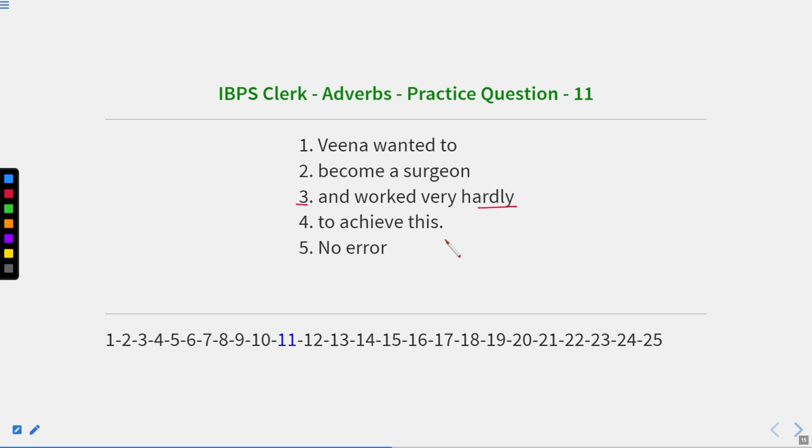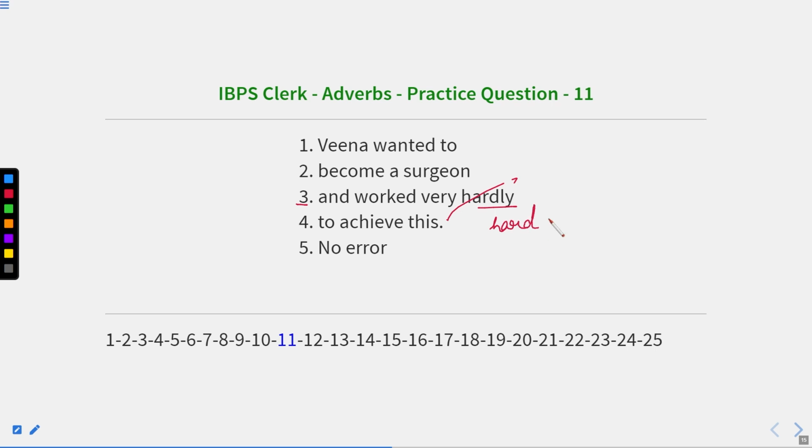Hardly means when something is not done at all, or when something rarely happens. Maybe it does not happen at all, or maybe it has only just started happening. So hardly is actually a negative word which should not be used over here. She worked very hard means she was laborious, she worked with great effort. So here hardly should be replaced with the word hard, because both of these words are different.